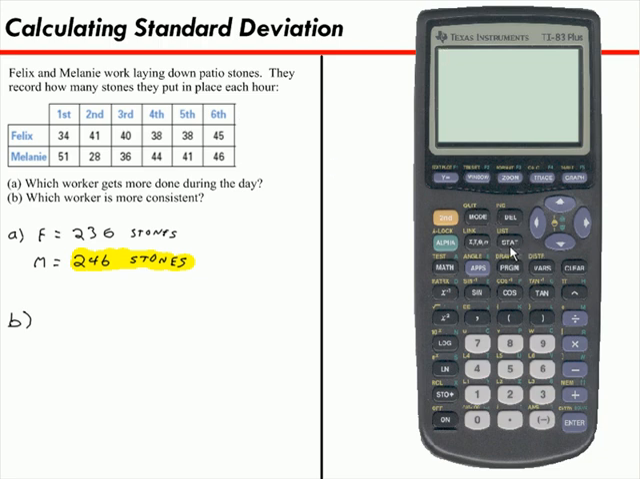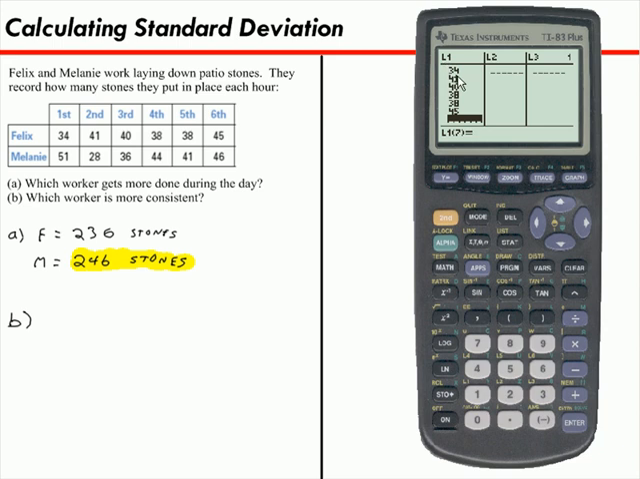So I'm going to find the stat button right here, and I want edit. I should just be able to hit enter and it goes to edit. Mine's highlighted on list 2 or L2, but I don't want that. I'm going to go to L1 by hitting the left cursor. And then I'm just going to enter in my numbers that I see there. 34. And after each number I hit enter. 41, then I hit enter. 40. 38. Another 38. And 45. There, I've made my list for Felix.